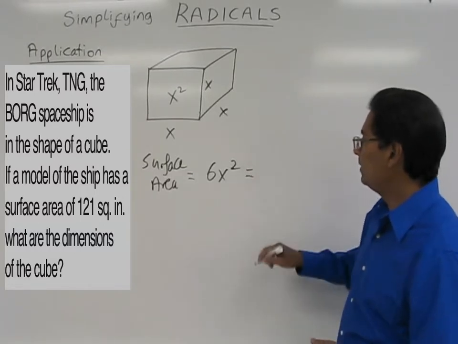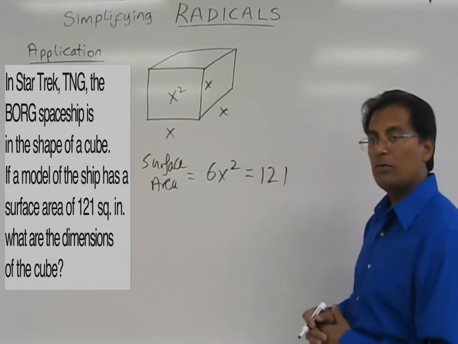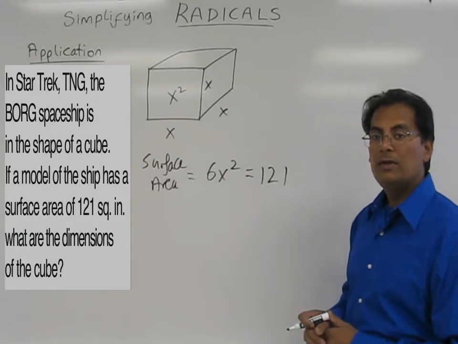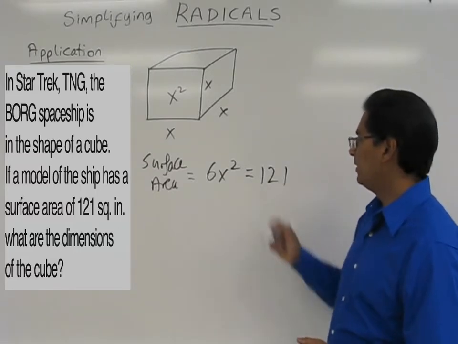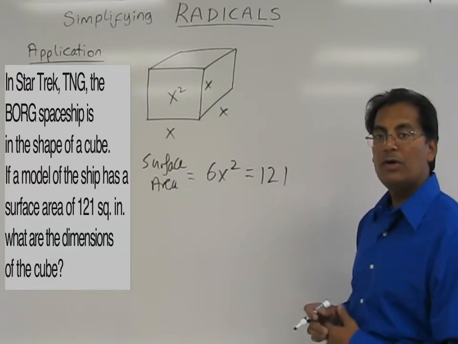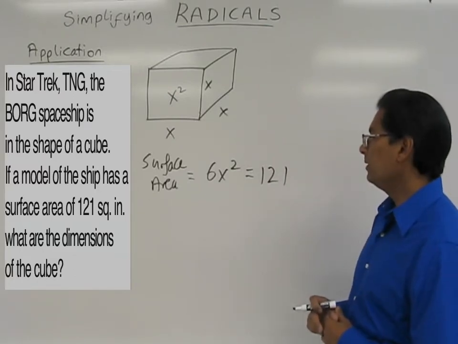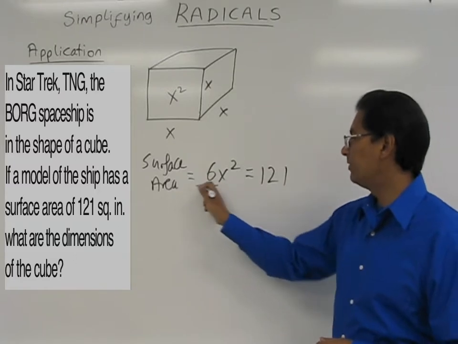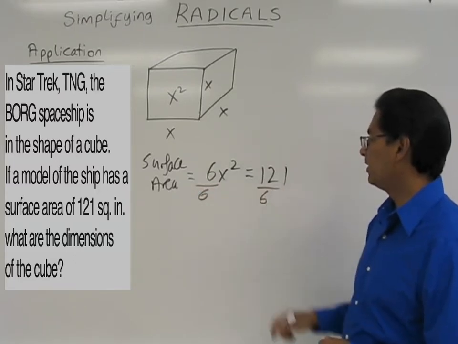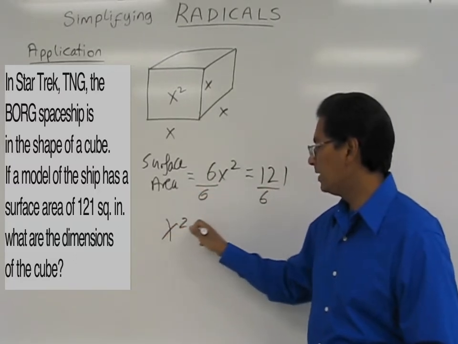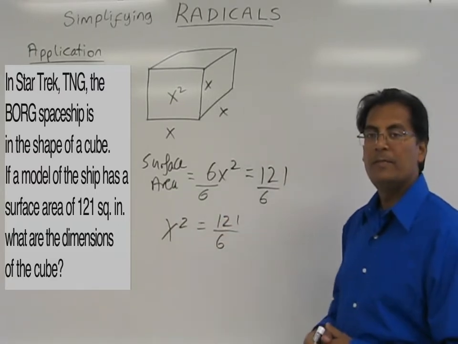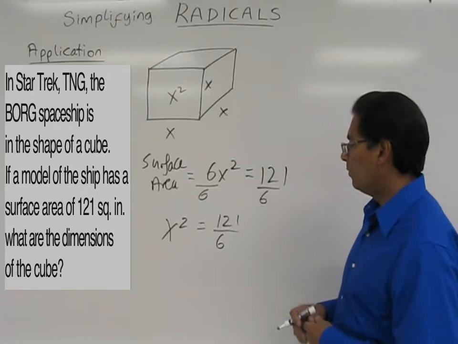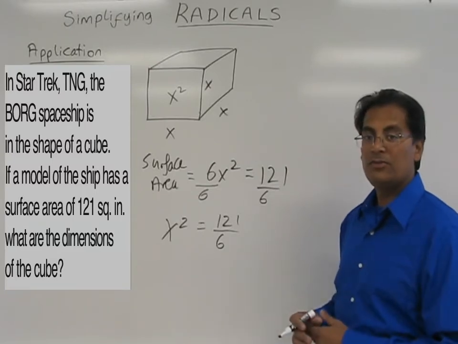And we're given that the total surface area is 121 square inches. So we have this equation, 6x squared equals 121. How do I solve this for x? Well, we could divide both sides by 6. So dividing both sides by 6, we get x squared is 121 over 6. Now I want to figure out what x is. What are the dimensions of this cube?